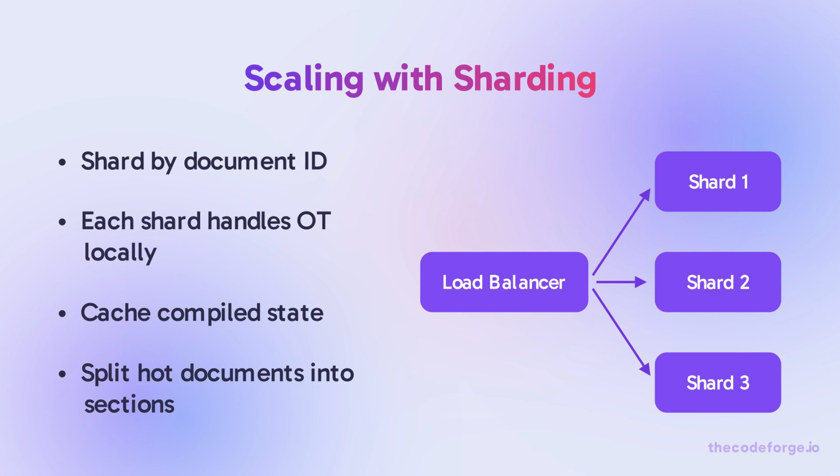To scale to millions of documents, shard by document ID. Each shard handles its own operation log and OT logic. Cache the compiled document state in memory, invalidating on new operations. For hot documents, split into sections and shard by section.